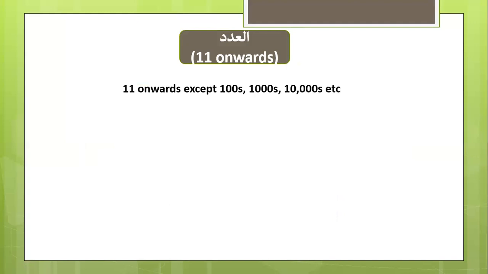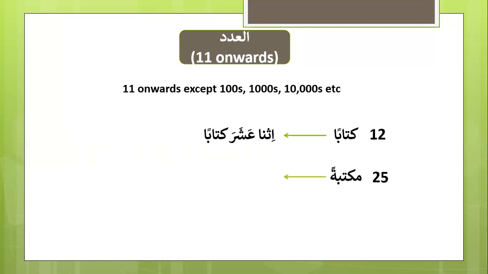Let's come to numbers. So this is something we will study in detail later, but 11 onwards. So 1 till 10, we don't use a tamiz, but 11 onwards, except in hundreds and thousands and 10,000s, the numbers in between, you have a tamiz to specify the number. So 12 books, that will be ithna ashara kitaban. Then you have 25 libraries, khamsun wa ishruna maktabatan.